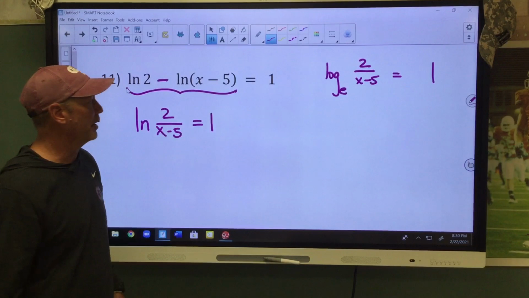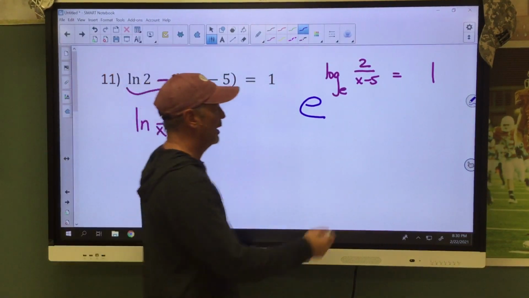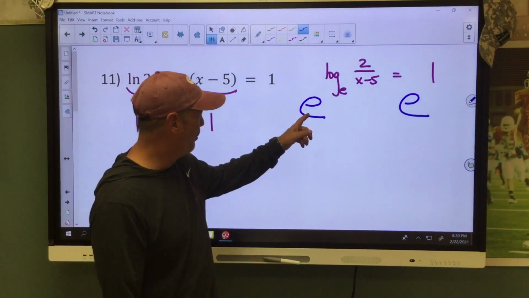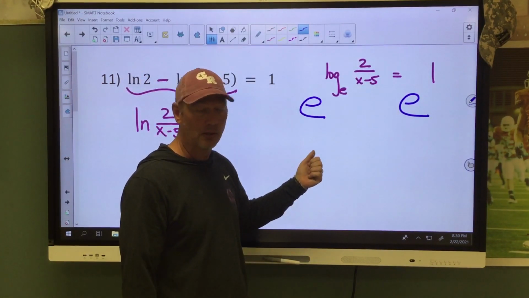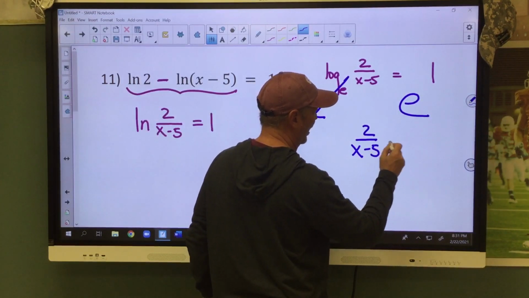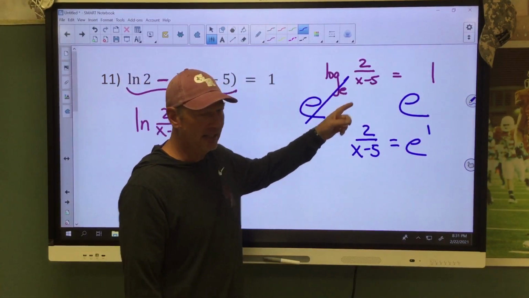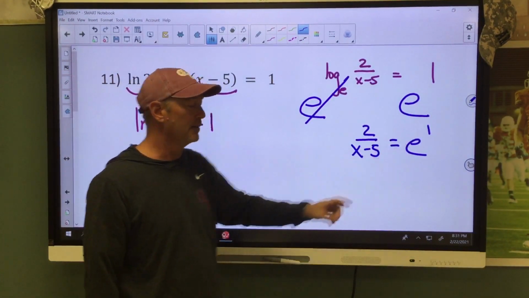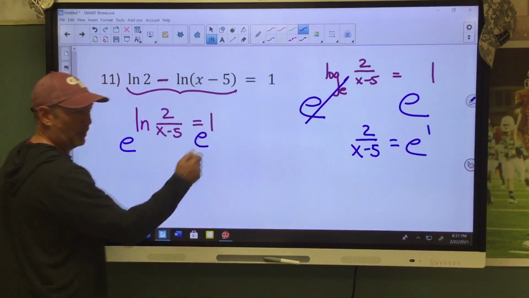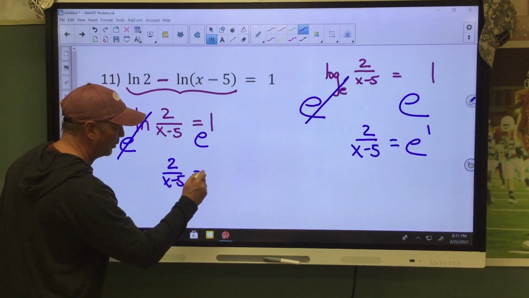What if you remember that first property, what if my base was an e and that was my exponent? And I made this my base and that was my exponent. Do you remember what it says? If your base matches your base, then it's going to cancel. This would cancel and that would leave me with 2 over x minus 5 equals e to the first power. Got it? So this isn't log base e, this is ln, but the same thing still applies. So we're going to make e our exponent. This is going to cancel and leave us with 2 over x minus 5 equals e to the first power.